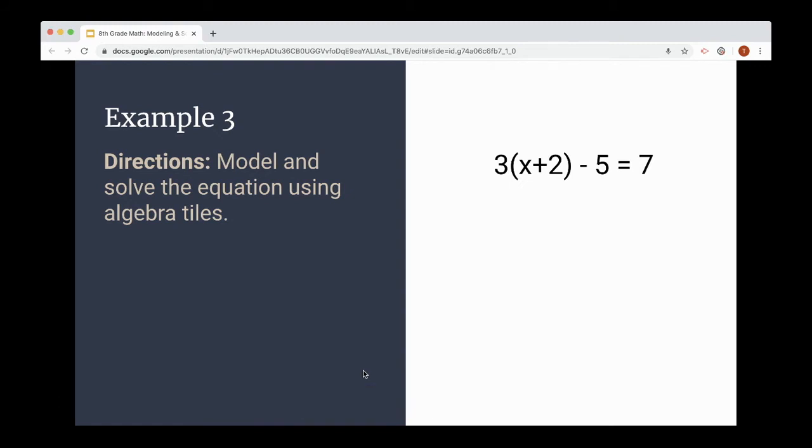And example 3 here. The directions say model and solve the equation using algebra tiles. So here you'll notice that we have some grouping happening here. So remember, this is 3 of that quantity that's happening. So go ahead and pause the video, take a moment to model and solve, and then we'll go ahead and check it in just a minute.